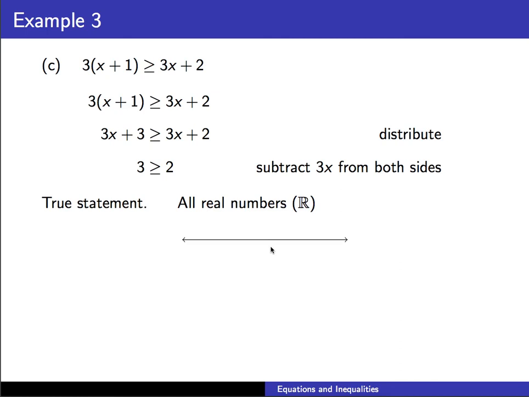To represent that on a number line, because every single possible value of x will make this inequality true, we just shade the entire number line. So all real numbers, shade the whole thing. No solution, don't shade anything at all.